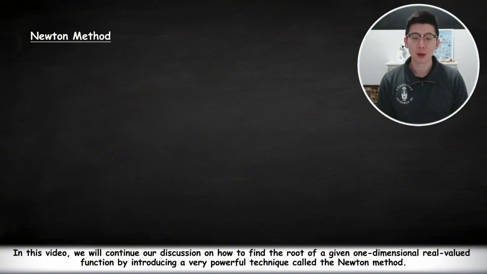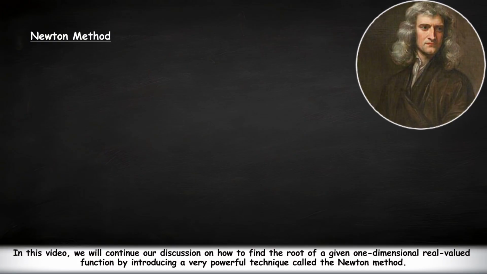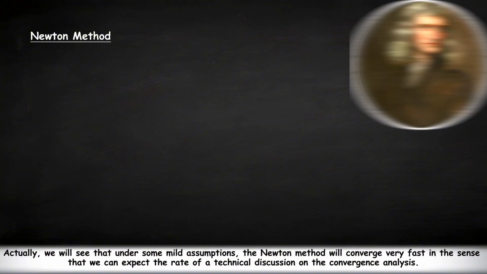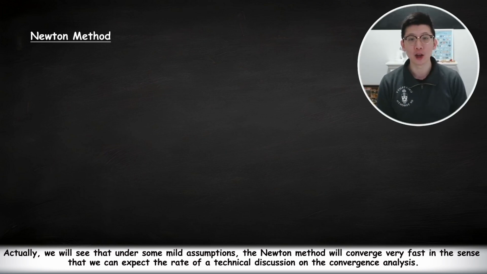In this video, we will continue our discussion on how to find the root of a given one-dimensional real-valued function by introducing a very powerful technique called the Newton method. As you can probably imagine, if a method is named after Newton himself, then it is probably a very good method. It is. Actually, we will see that under some mild assumptions, the Newton method will converge very fast, in the sense that we can expect the rate of convergence to be quadratic.